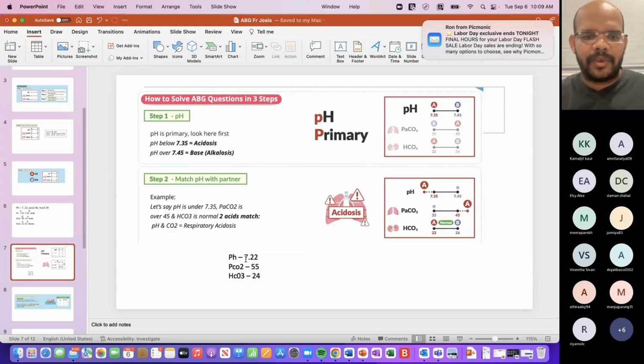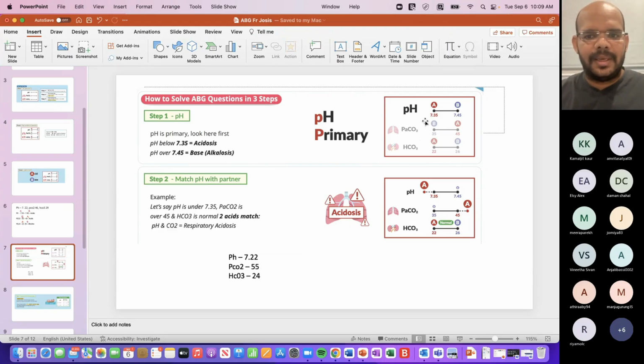Now you know that pH is 7.22, so it is acidic. PCO2 is 55, which is more than 45, so it is acidic, respiratory acidosis. HCO3 is within normal. So pH is matching only with PCO2.